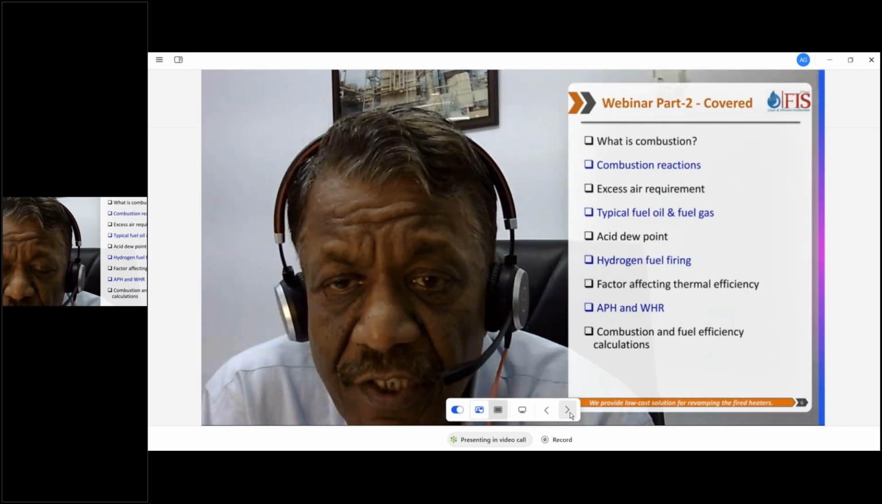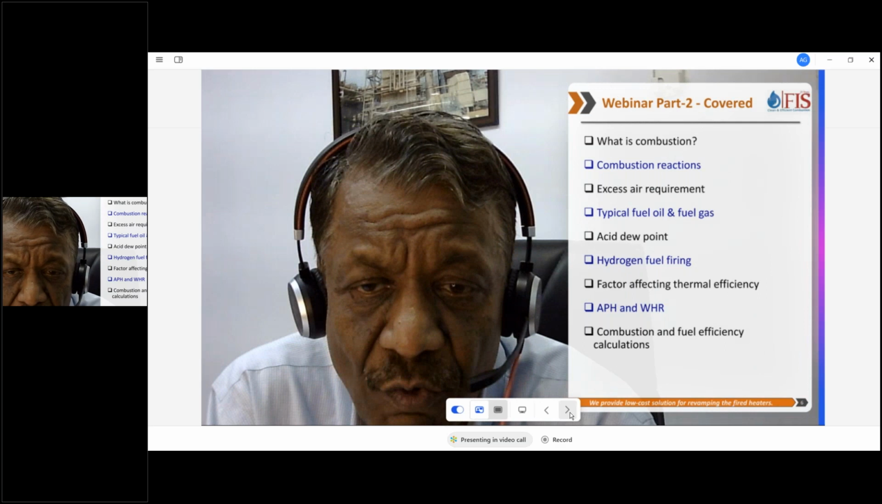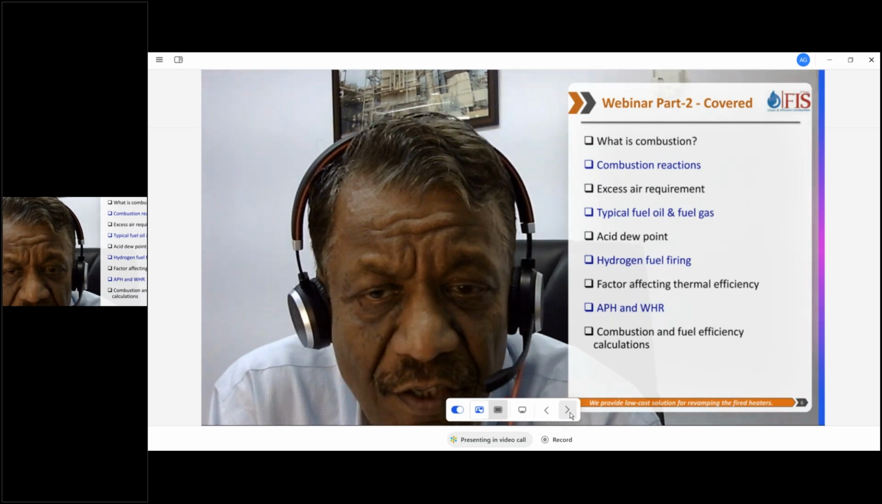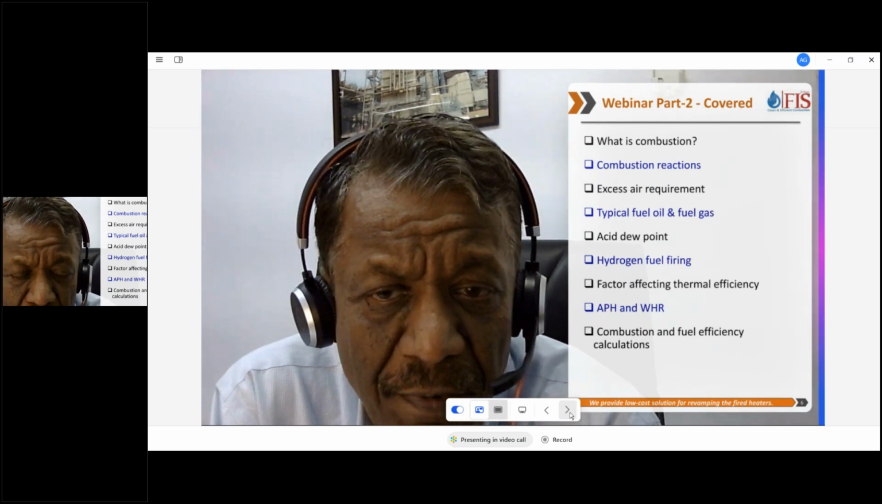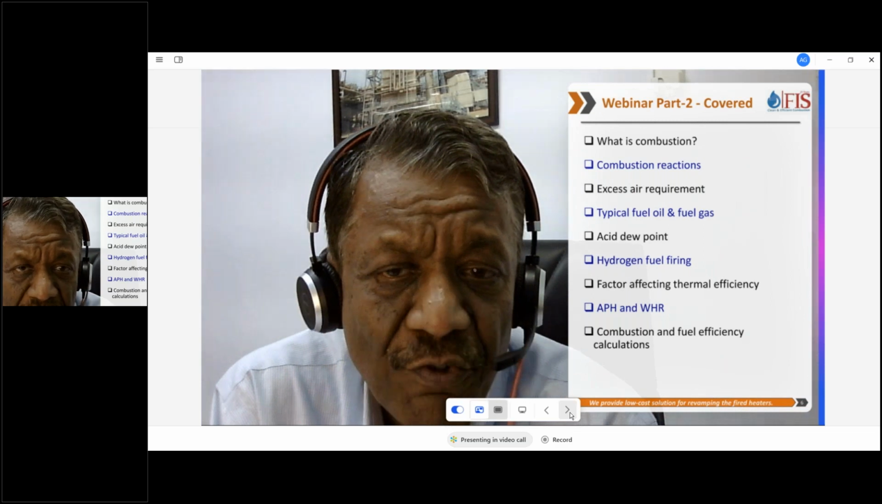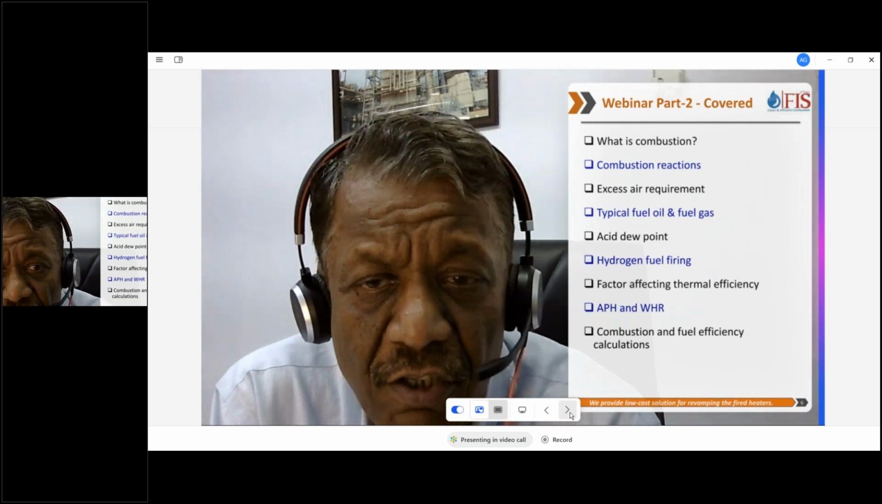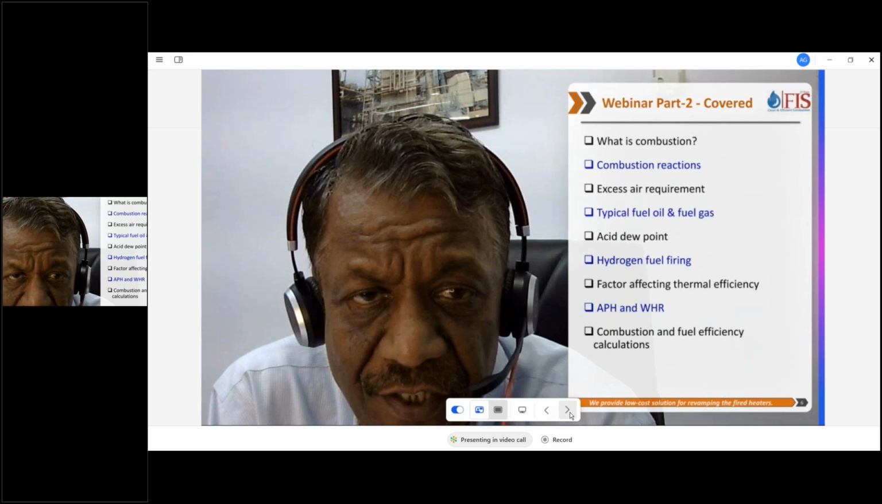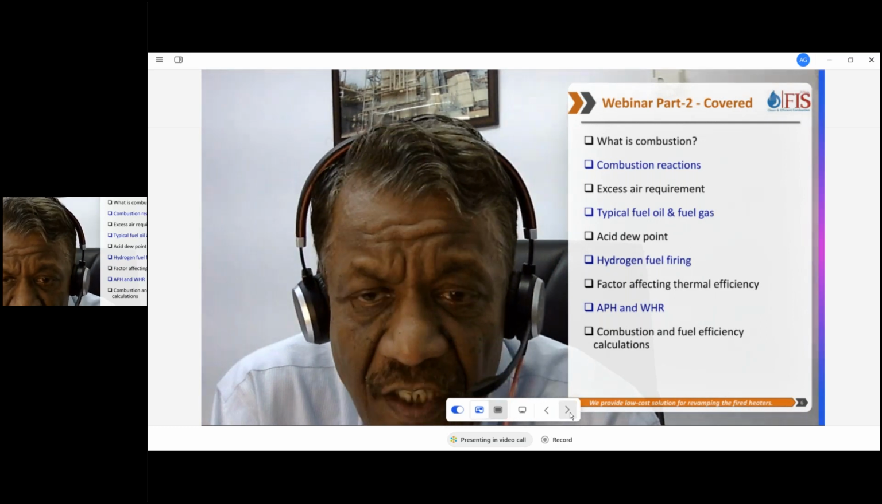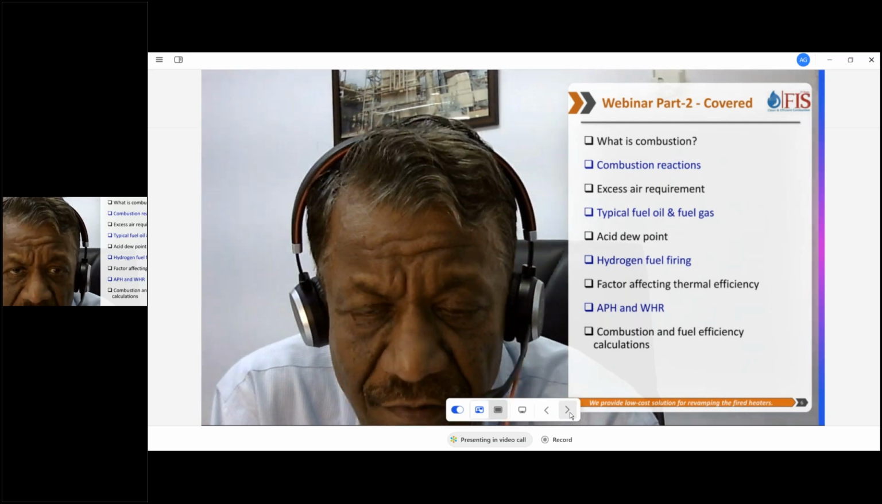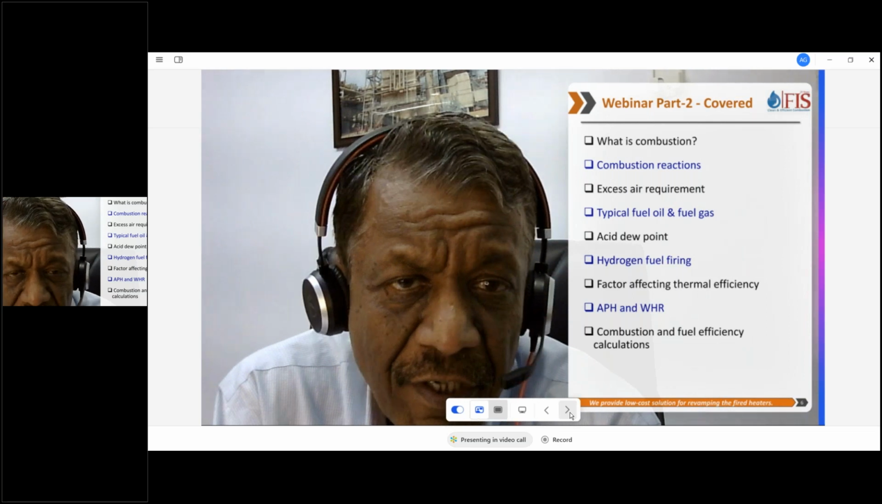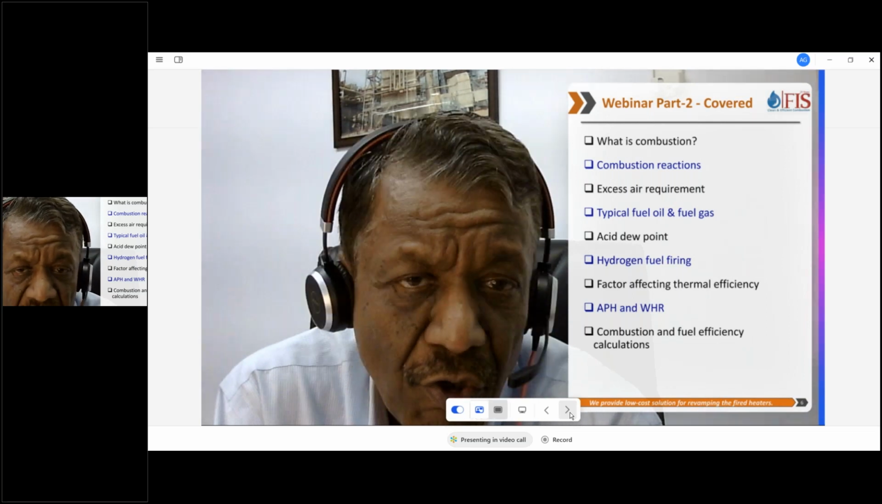Combustion is unique to fired heaters. It's the only equipment in the refinery where you can open the peep doors and you will be exposed to flames. So we talked about combustion, excess air requirements, fuels. Nowadays, we are lucky to have only fuel gas, but previously we used to have fuel oil.